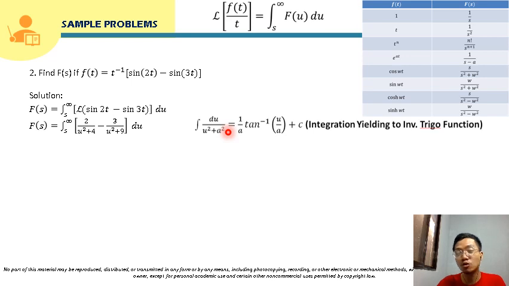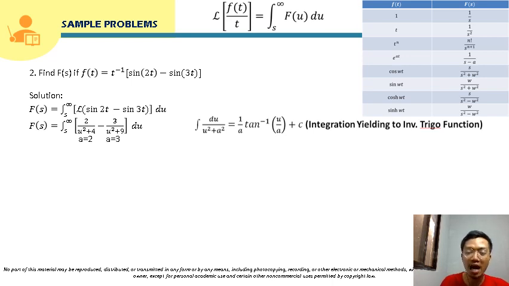If a squared is equal to 4, our a is 2. Okay, also for this, we will apply also this formula. So our a here will be 3, since 9 will be the a squared. So therefore, a is 3.